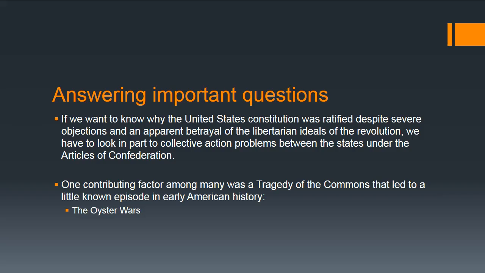So, if we want to explain the United States Constitution, why it was necessary to create a federal government with the power to discipline the states and enforce federal law on the states, we have to look at the problems that arose under the prior Constitution of the United States, the one that was in existence from the Revolution, roughly until 1787, which was called the Articles of Confederation.